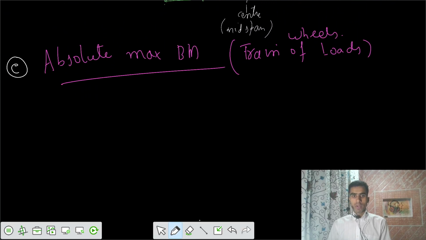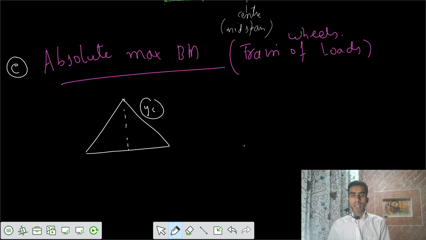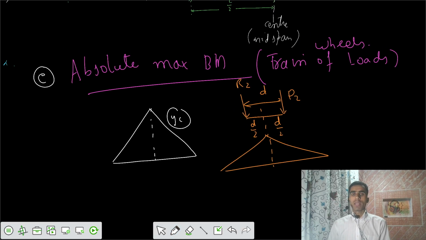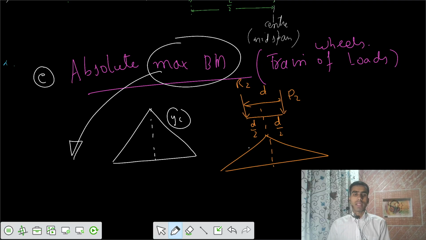So usually near the midspan we have the ordinate YC, that is maximum. YC is maximum at the midspan, and we also saw that if there was some concentrated load P2, the resultant was at a distance of D, and they were placed such that both are equally spaced from the midspan. Similarly, if you want the absolute maximum bending moment, there is a possibility that it would be near the midspan. So we try to keep that.